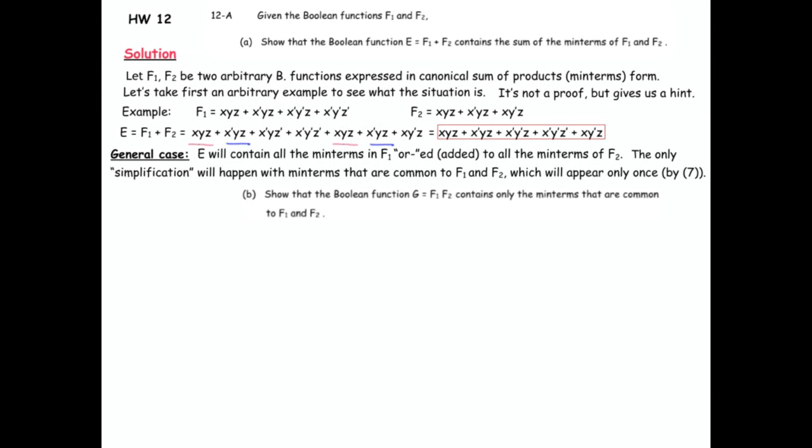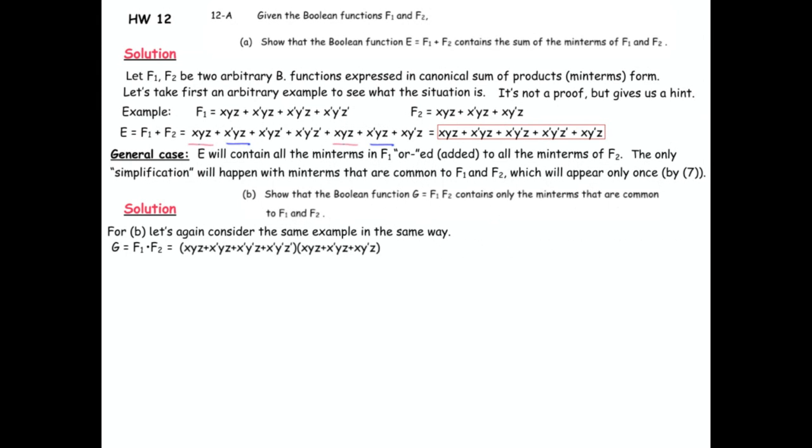Any questions so far? Okay. Now, B is show that Boolean function g, a different function, which is a product of f1 and f2, will contain only the minterms that are common to f1 and f2. Again, we're going to consider this example in the same way. We'll use the same f1 and f2. And we're going to multiply them. Right? So here we have them.